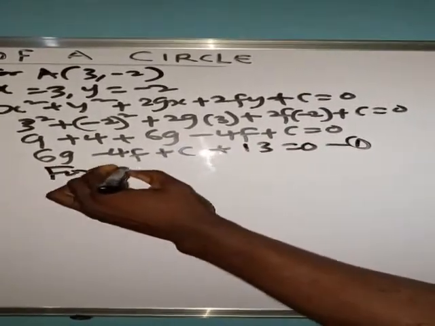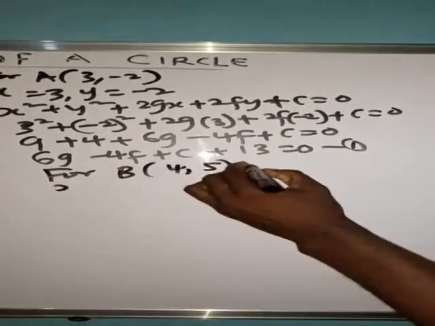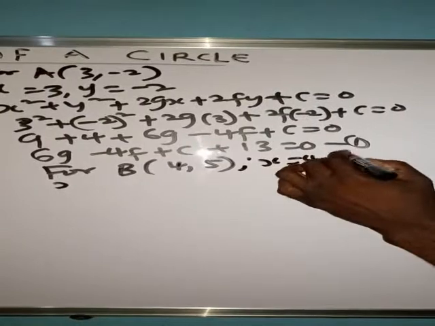So for point B, we have that 4, 5. So that means x is 4 and y is 5.